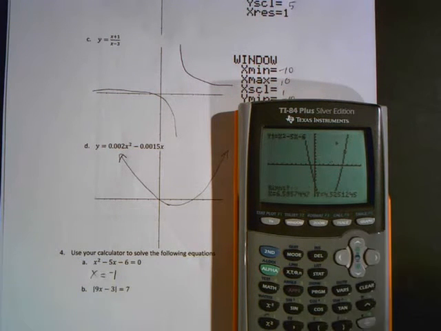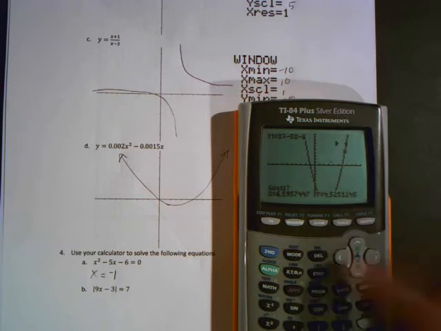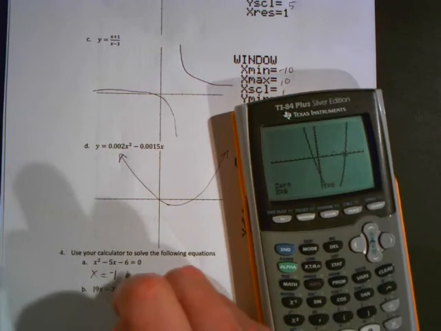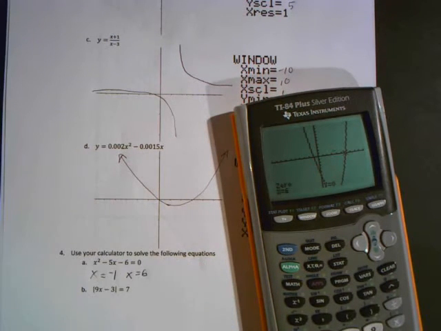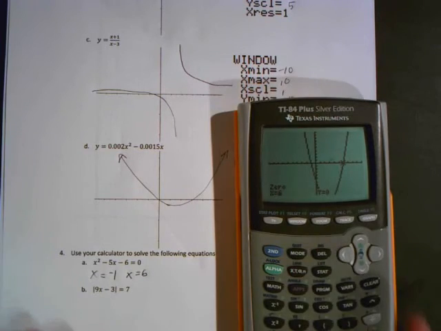I hit enter. You might notice the calculator draws these little arrows here for your left bound and your right bound, and your answer needs to be in between them. Guess, enter, x equals 6. So that's the first way. That's called the 0 method.